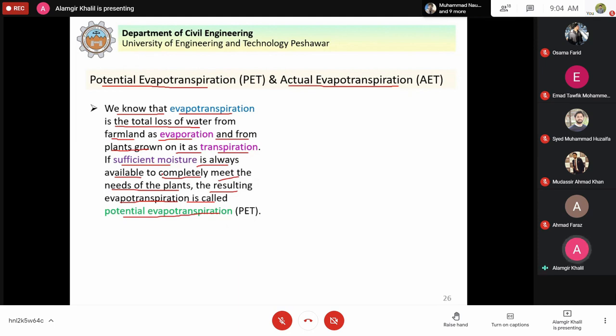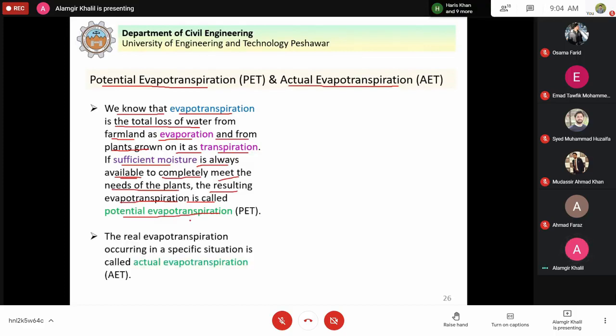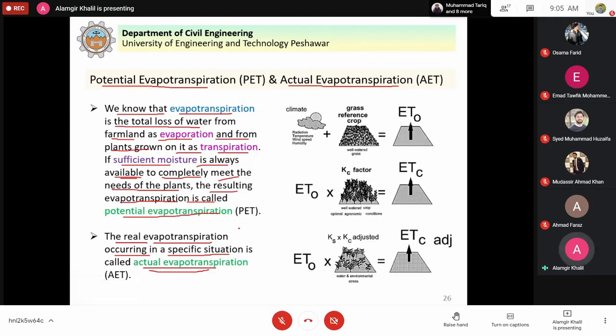When there are no limitations on the supply of water, if sufficient moisture is always available to completely meet the needs of the plants, under that condition, the evapotranspiration that will take place is known as potential evapotranspiration. The real evapotranspiration occurring in a specific situation is called the actual evapotranspiration. Whereas actually in the crops, we cannot have unlimited soil moisture or supply of water. So that is why the real evapotranspiration occurring in a specific situation is called the actual evapotranspiration.